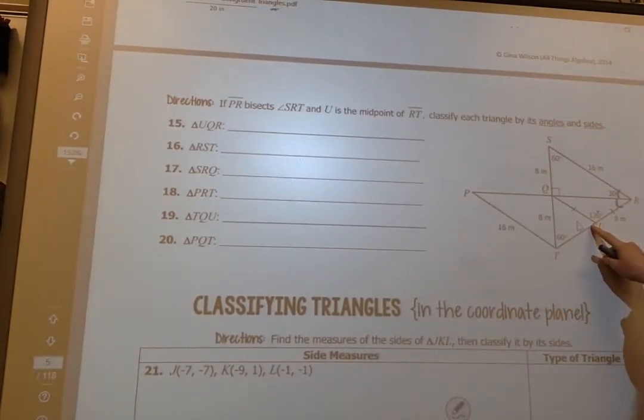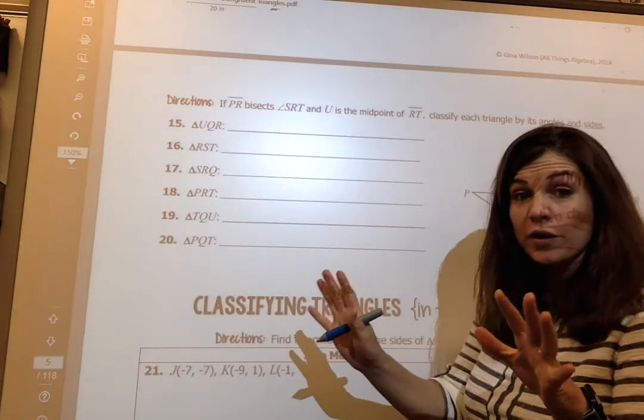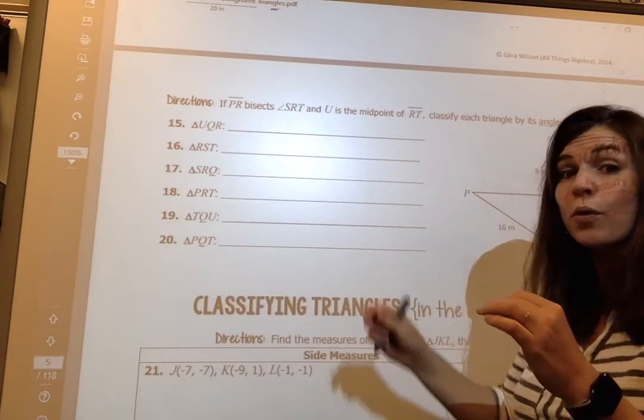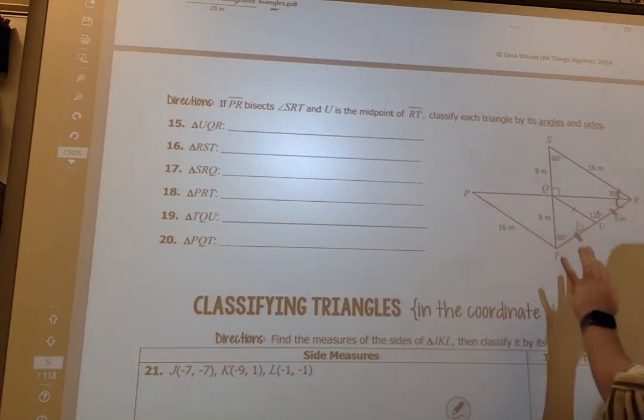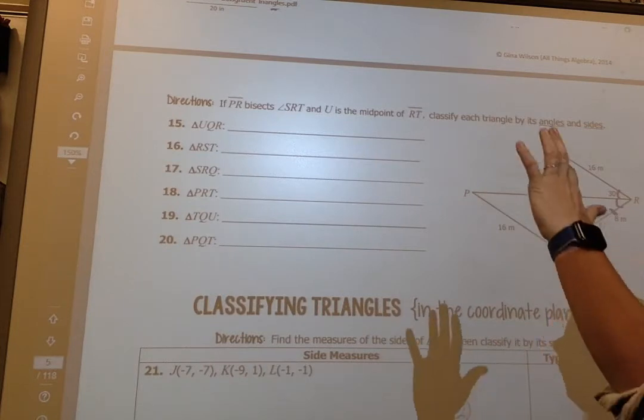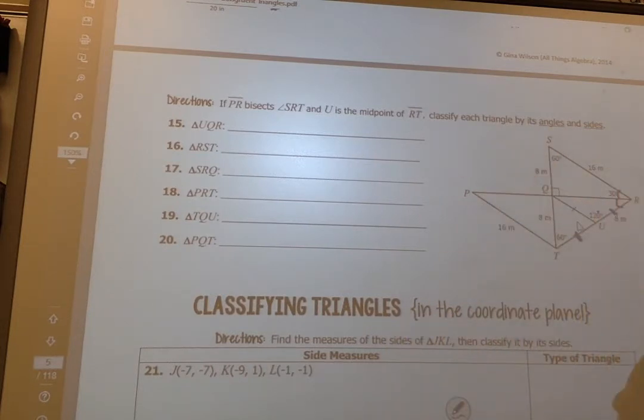U is the midpoint of RT, meaning these guys are the same. So I can make marks to my diagram. That's what I had to do first when I read the directions. That's why reading directions is so important, because once we read that, now I can make corrections to my diagram and look at the picture. So I want you to go through 15 through 20 and tell me what you get when you label those.